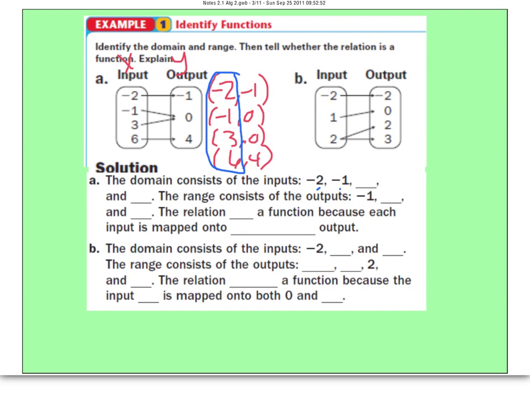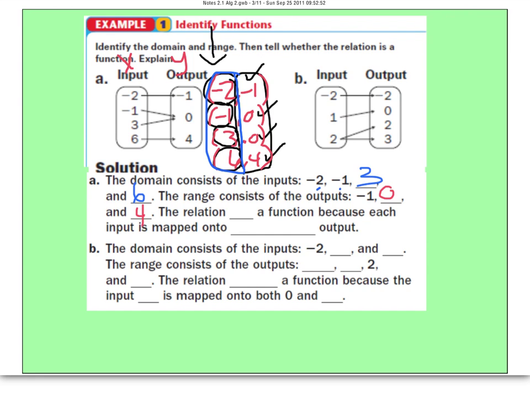In this case, we want to determine if the relation is a function. So think about it this way. It says for every x value, we get the same y. So every time I put in -2, I get -1. When I put in -1, I got 0. When I put in 3, I got 0. When I put in 6, I got 4. Every time I chose a unique x value, I got its own y value.